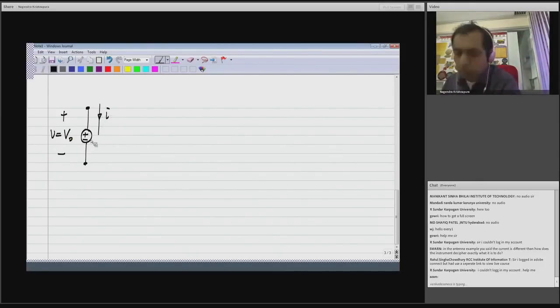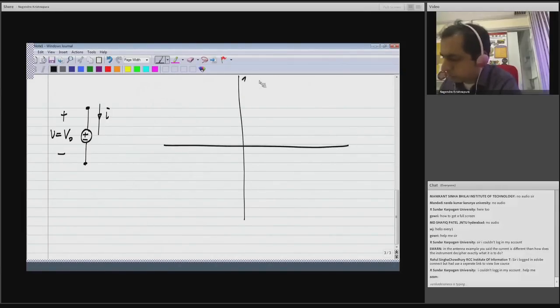Now it's very common to draw graphs of I versus V to obtain a graphical description of the same characteristic. Now I would like answers from the participants. What would this look like, the I versus V curve for a voltage source?